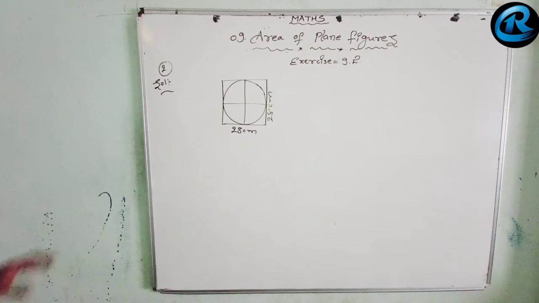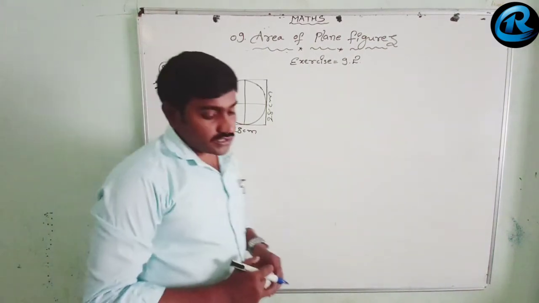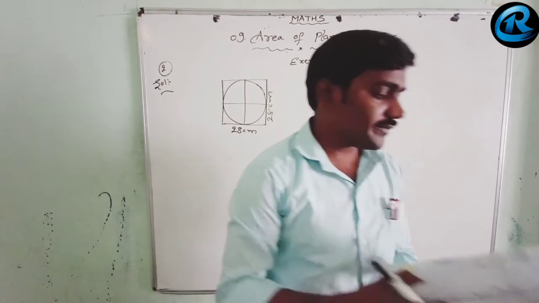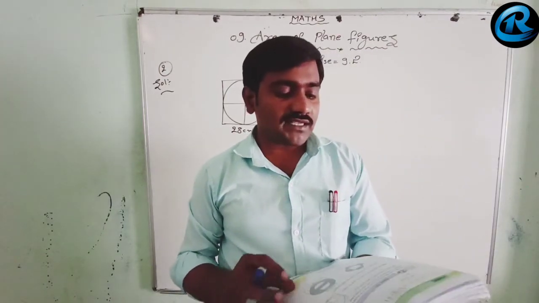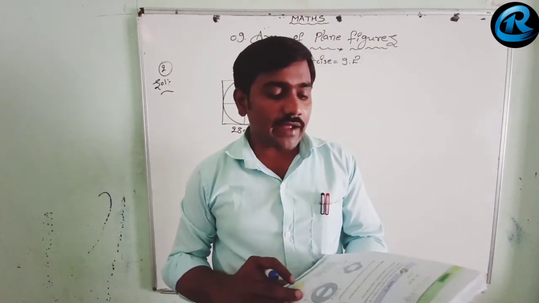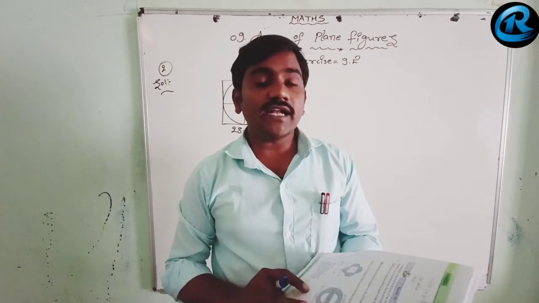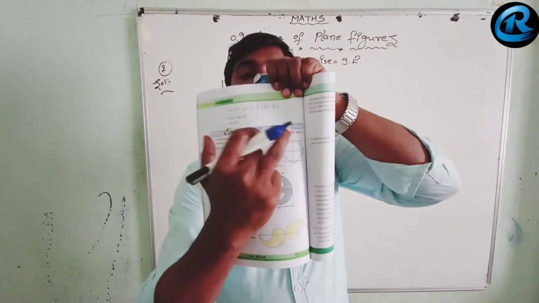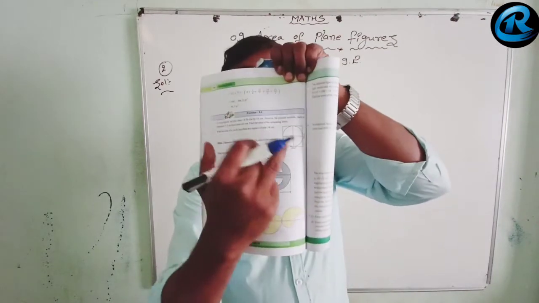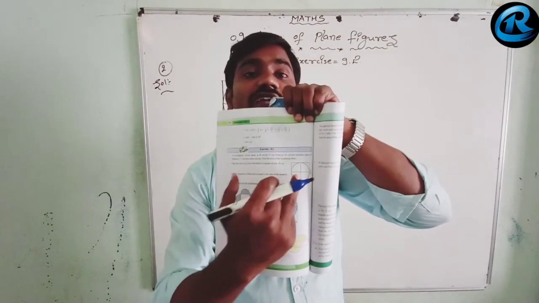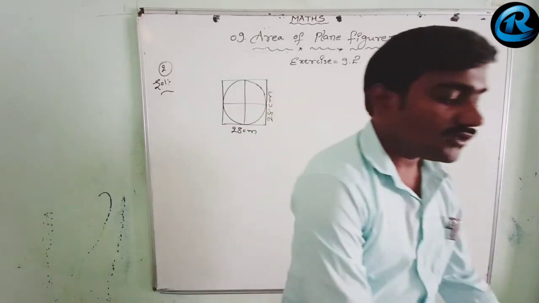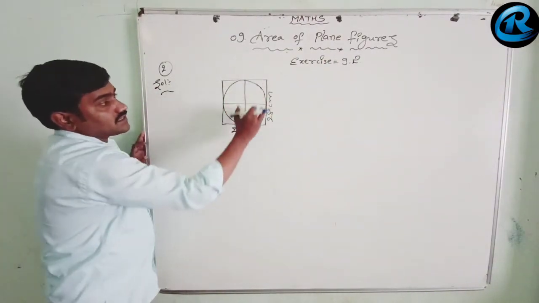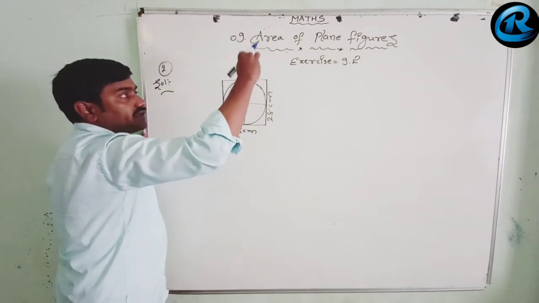Now we go for the second question solution. Let us see what the second question is. Find the area of circle inscribed in a square of side 28 centimeters. In a square there is one circle. We have to find out the area of this particular circle. So here the circle is inscribed in a square.